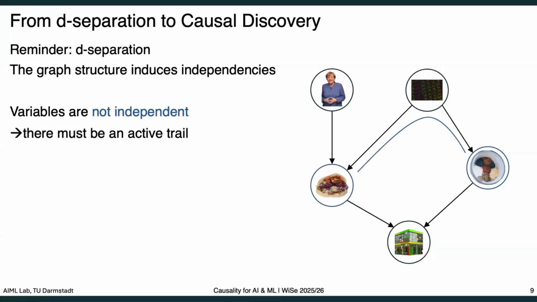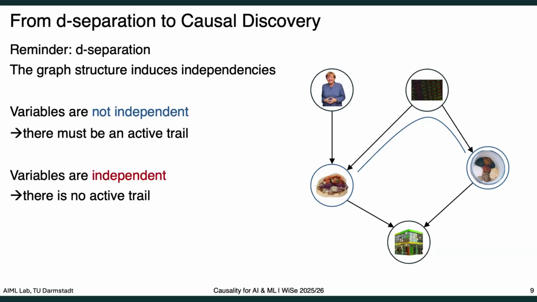d-separation. D-separation tells us that the graph induces specific dependencies. For example, if we have variables that are not independent, then we know there must be an active trail. In this case, we can see that the trail is connected through the economy. So this is why these two variables would not be independent.